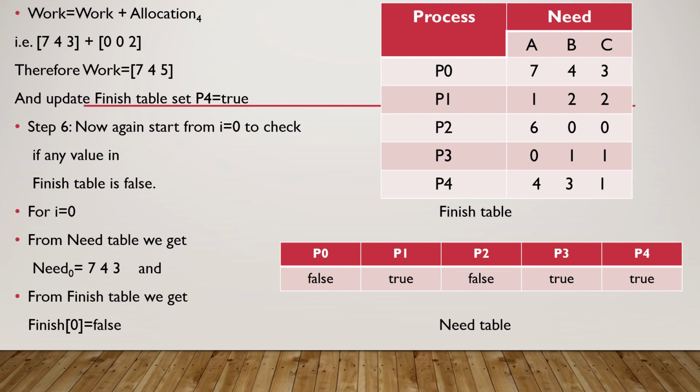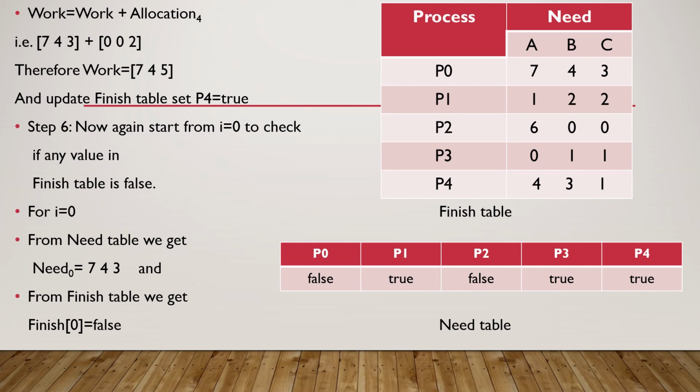So we will take its allocation, the resources that we had allocated to it, into the work. So allocation for P4 was 002, add that to 743. So our work will become 7, 4 and 5, and set the finish table value for P4 equal to true because we have already taken P4 into the safe sequence. Now P4 was the last process.